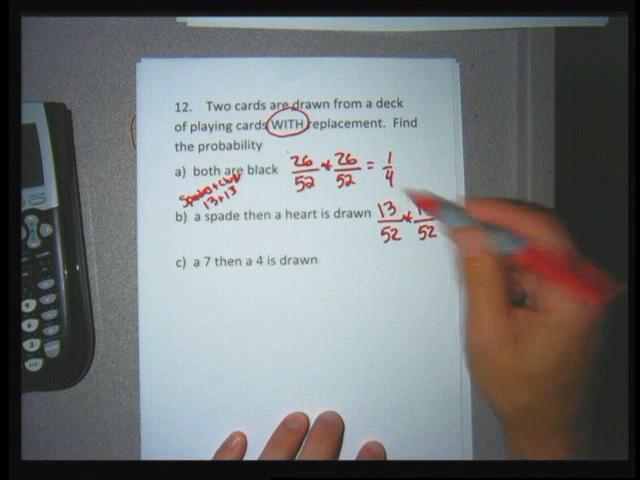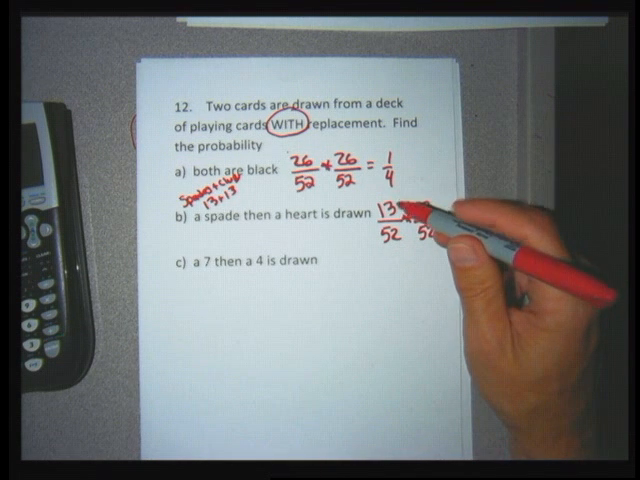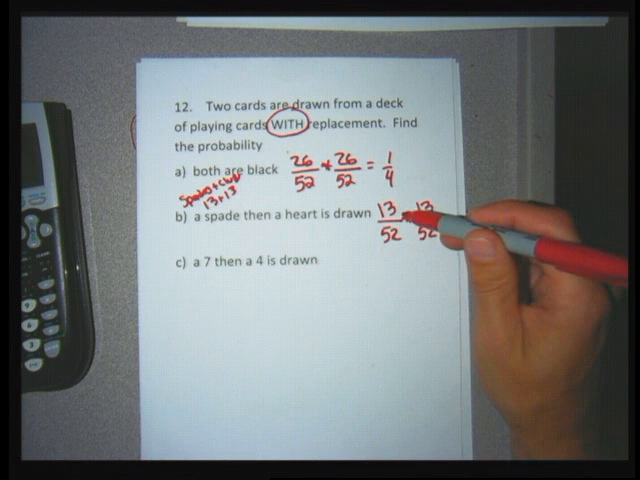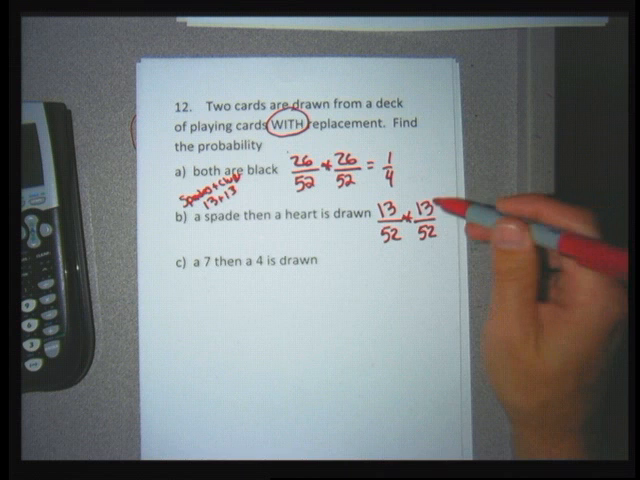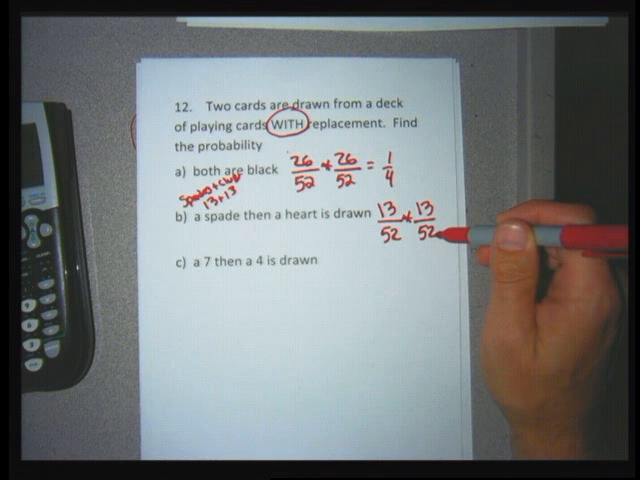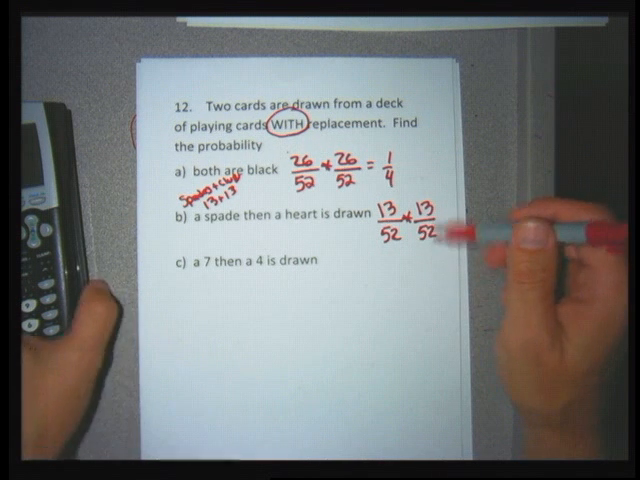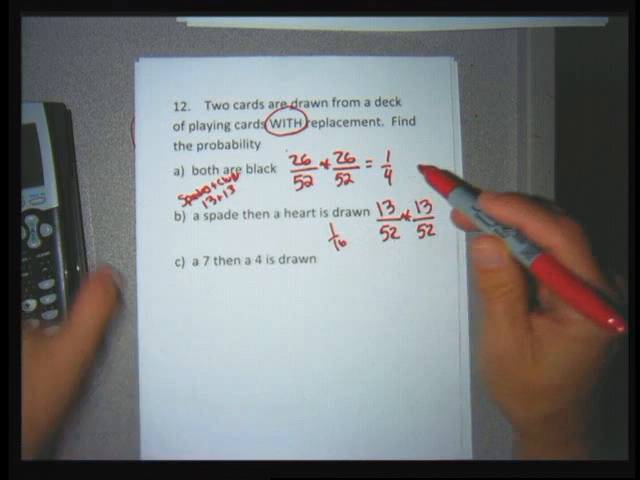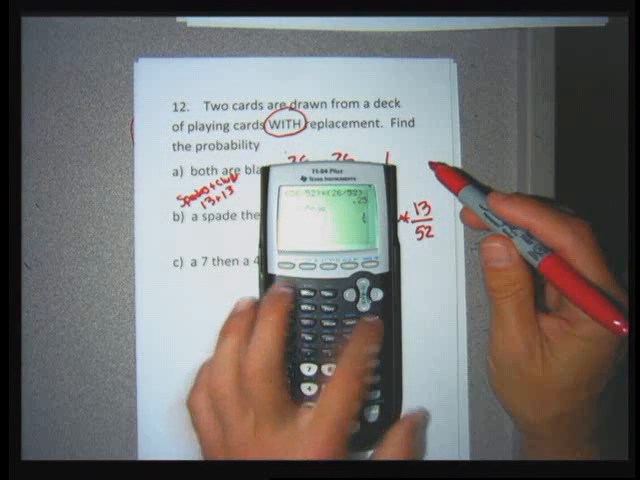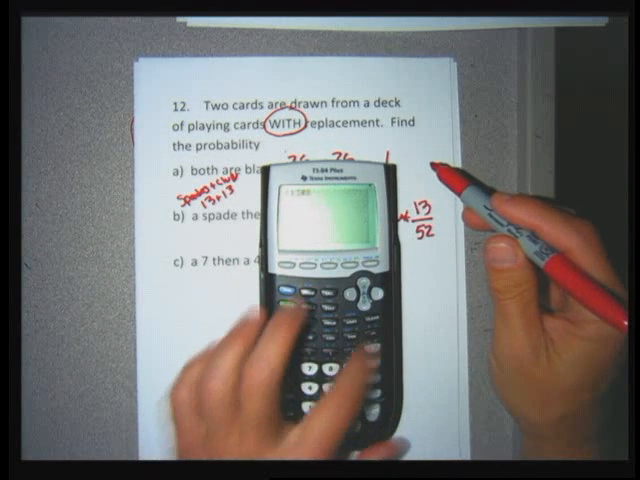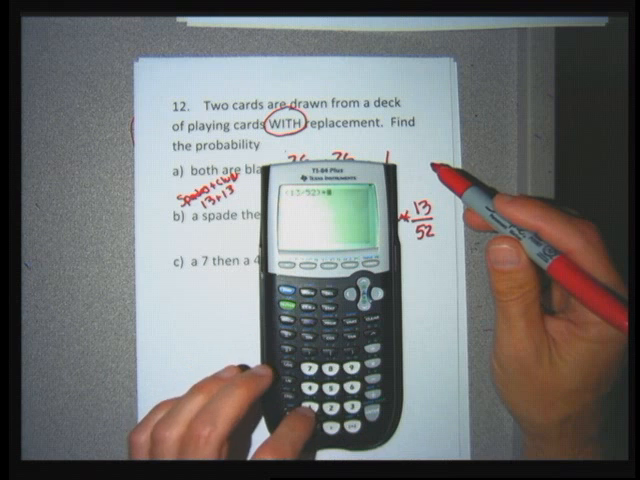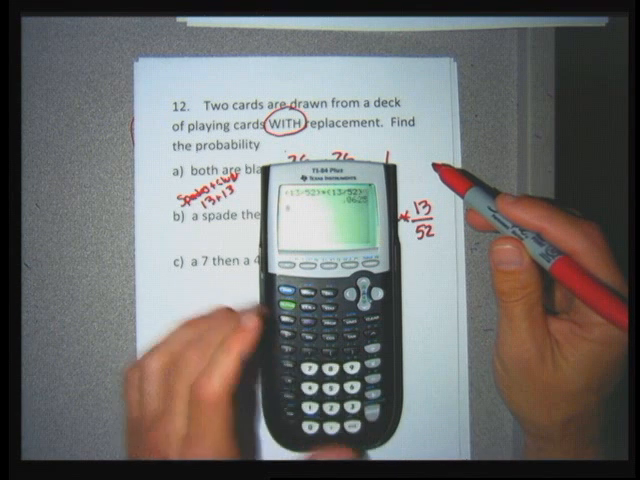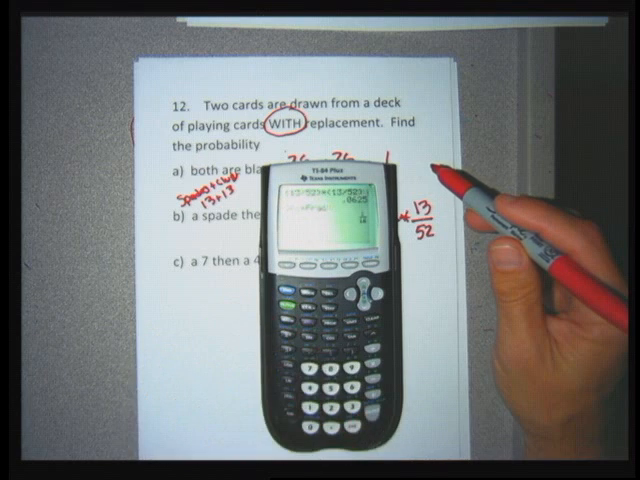So the first fraction is the probability of getting a spade. There's 52 cards in the deck, so that's the denominator. The numerator is the 13 spades. The second fraction is the 13 hearts divided by the 52 cards that are left after I put a card back. And this is going to reduce to 1 in 16. I'll go ahead and do it on my calculator. So I'm going to go 13 divided by 52 times 13 divided by 52, enter, math, enter, enter, and I get 1 in 16.